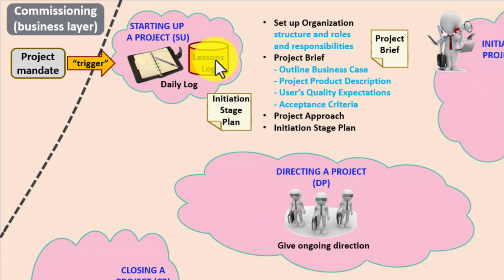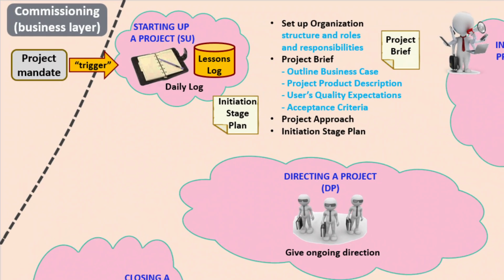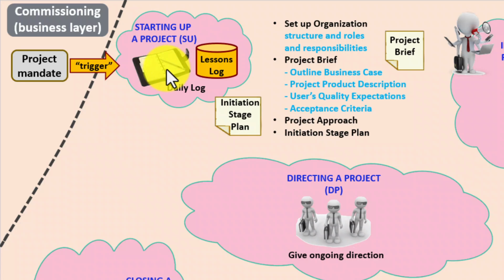As the project progresses through its various management stages, the lessons log will also be filled up with lessons that have been learned through carrying out this project. So at the end of the project, in closing a project, these lessons can be passed back into the organisation for use on future similar projects. So the daily log is a bit like the diary for a project manager and could contain just about anything: meeting minutes, to-do lists, any issues or risks that the project manager is currently dealing with, and so on.